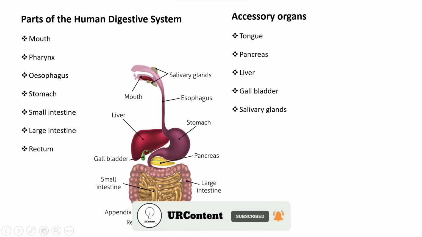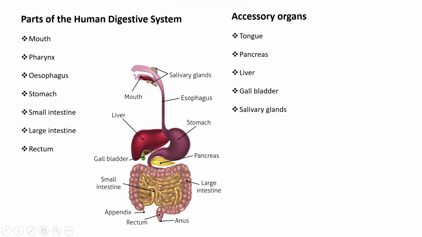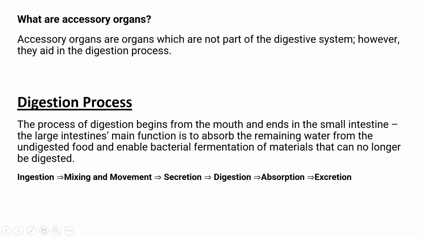Parts of the human digestive system. 1. Mouth. 2. Pharynx. 3. Esophagus. 4. Stomach. 5. Small intestine. 6. Large intestine. 7. Rectum. Accessory organs: Tongue. Pancreas. Liver. Gallbladder.